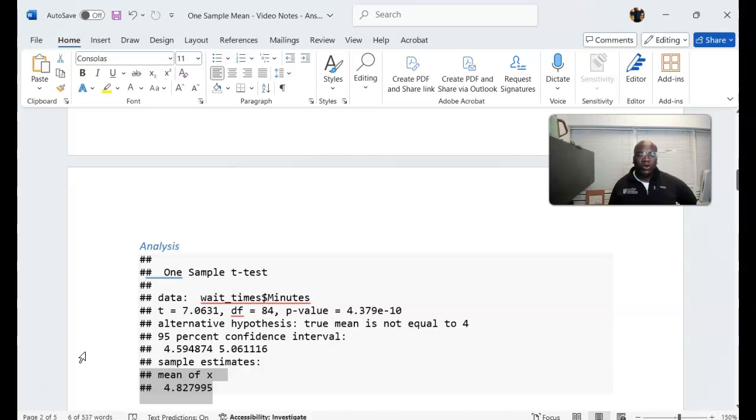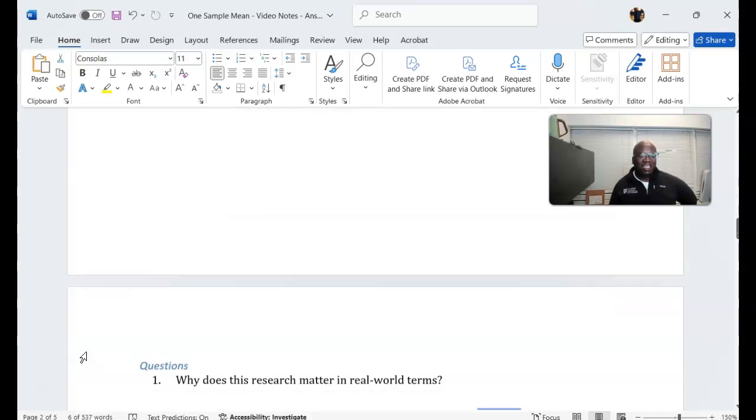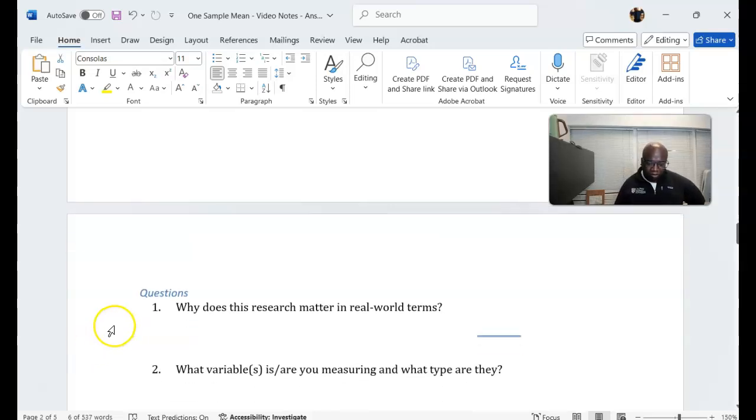Okay, so I'm not going to put a pause there, but here it says, why does this research matter in real world terms? So this is an important question because we need to make sure we know why we're doing this, right? Why are we even considering this to be important?